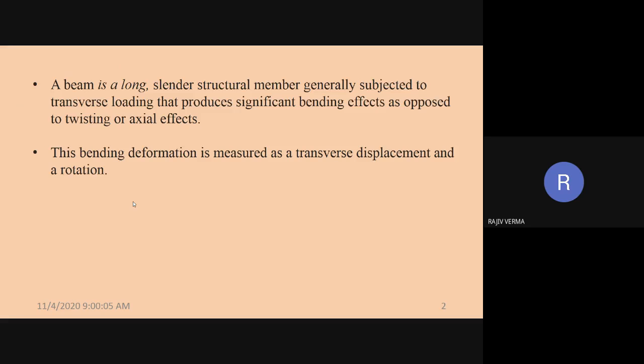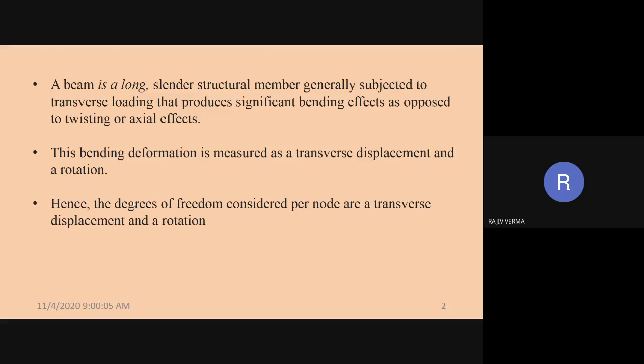This bending deformation is measured as a transverse displacement and a rotation. Therefore, the degrees of freedom considered per node are going to be transverse displacement and rotation as opposed to only an axial displacement for a bar element. So this happens to be a first difference between the beam element and a bar element.